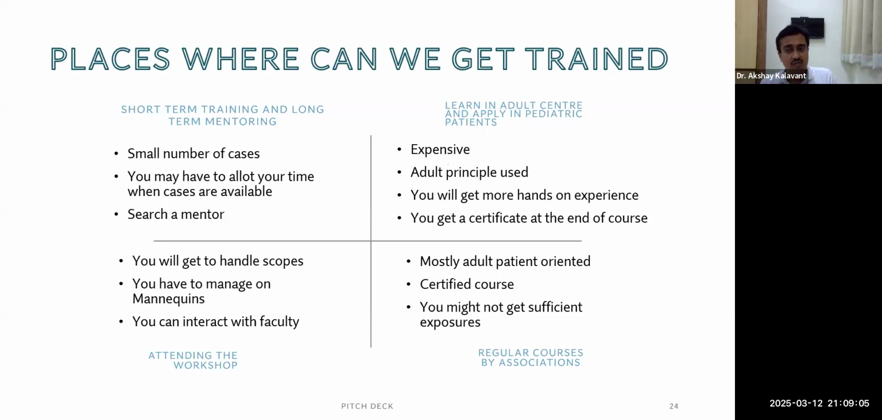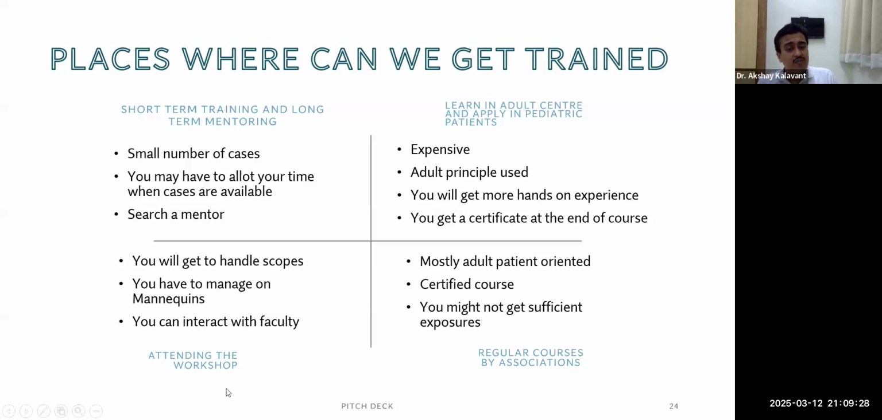It may range from 30,000 to something like 1 lakh. They use most of the times adult principle. You might get more hands-on in these courses, and at the end you get a certificate, which might be very helpful for you to start the endoscopy or to put a request to your hospital to provide you one.